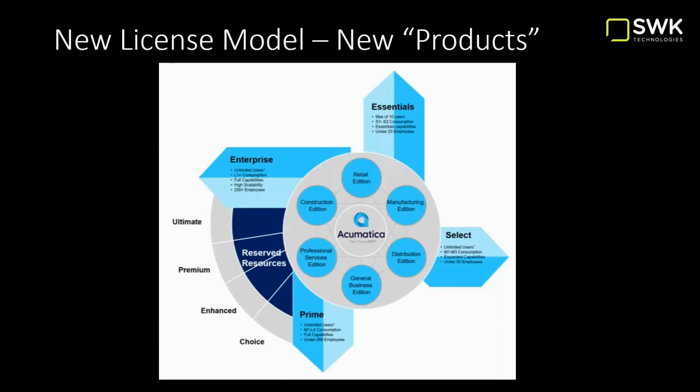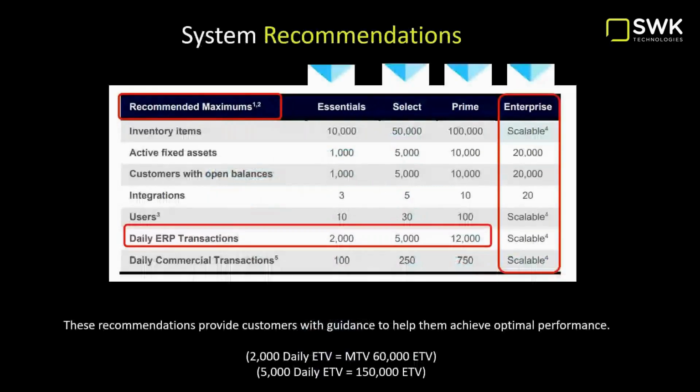One thing I like to think about when I think about commercial transactions and ERP transactions: in legacy, commercial transactions and ERP transactions are stop signs. In the new license model, commercial transactions are still a stop sign, but ERP transactions are a caution sign. You may see a degradation in performance, but we can just add more resources. So how are we going to figure out what's right for you?